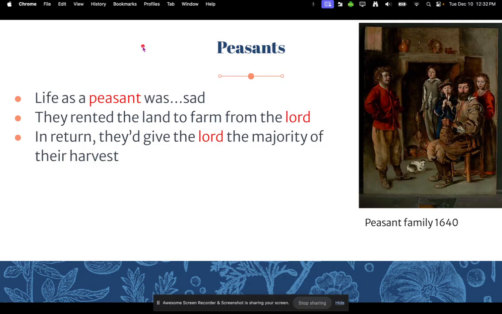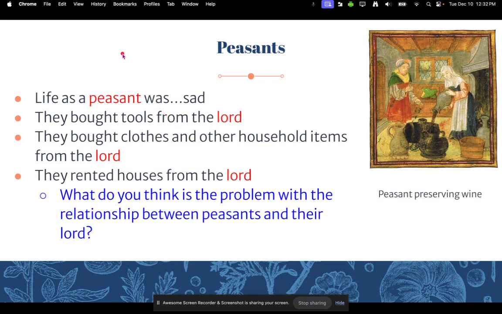To put it simply, life as a peasant was very sad. They rented the land to farm from the lord. In return, they'd have to give the lord the majority of their harvest. So they do all this back-breaking work, but yet they don't even get to keep their crops. They have to give them to the lord. They also bought tools from the lord. They bought clothes and other household items from the lord. They rented their houses from the lord. They didn't even own their own houses.